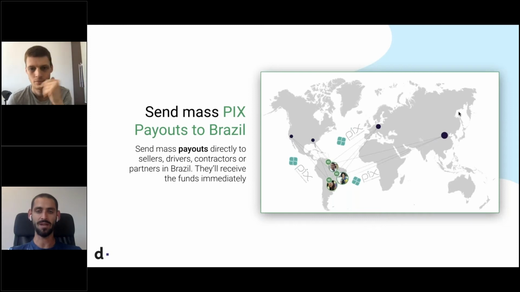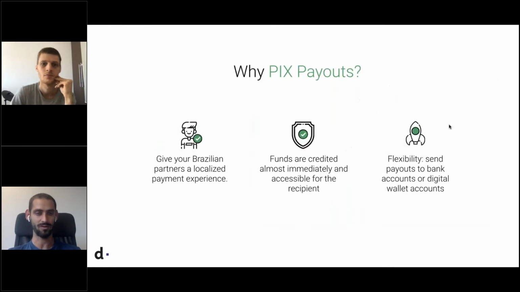So the idea is, from any part of the world, you can just collect some information from the user, such as a PIX key or email or phone number, and send the PIX payment to the user in Brazil. So there will be thousands, millions of payments flowing from all over the world in order to settle funds and send these payments to local sellers, drivers, contractors, or any partner you have in Brazil.